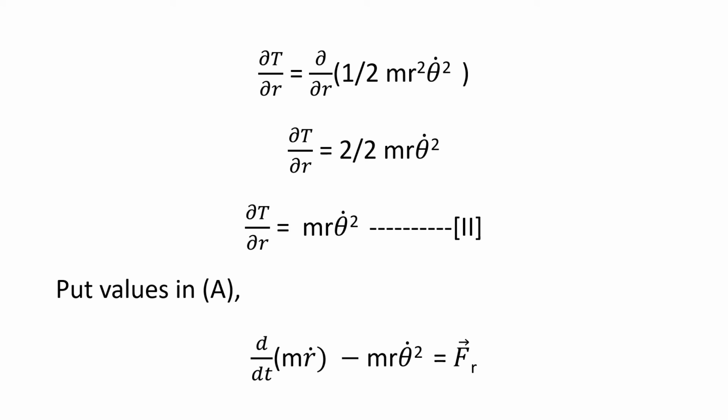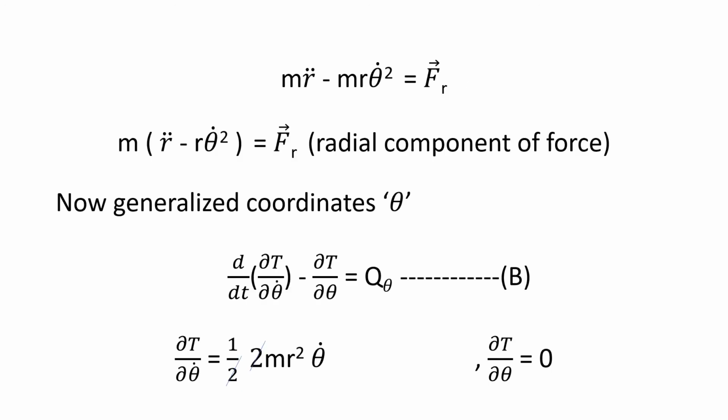Partial T over partial r is equal to partial over partial r into 1 by 2 m r square theta dot square, which gives 2 by 2 m r theta dot square. Cancelling the two terms, 2 by 2, we have partial T over partial r is equal to m r theta dot square, giving that equation number 2. Now putting these values in equation A, we have d by dt into m r dot minus m r theta dot square is equal to F of r. So m r double dot minus m r theta dot square is equal to F of r.